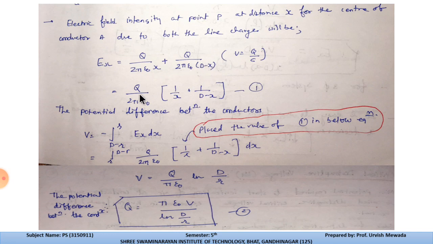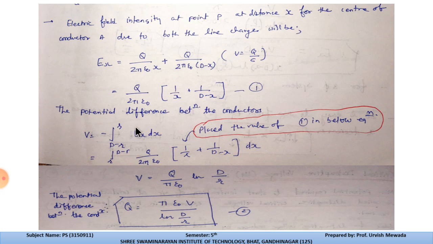If you solve this, taking Q by 2 pi epsilon 0 common, it becomes 1 by x plus 1 upon d minus x. This is equation number 1. Now the potential difference between the two conductors: we take the integration over the distances. V is equal to minus the integral of Ex dx, and the limits are from minus d minus r to r.